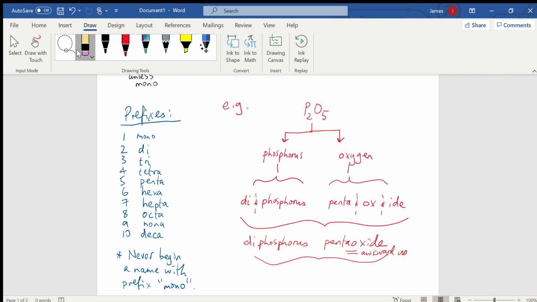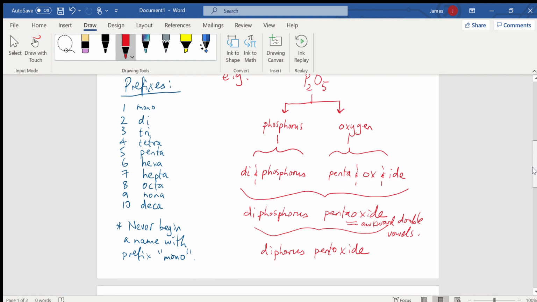Oops, awkward misspelling. This awkward double vowel. So it's rewritten diphosphorus pentoxide. So it just flows better rather than pentaoxide, pentoxide. Okay, so there's little pronunciation idiosyncrasies like that.